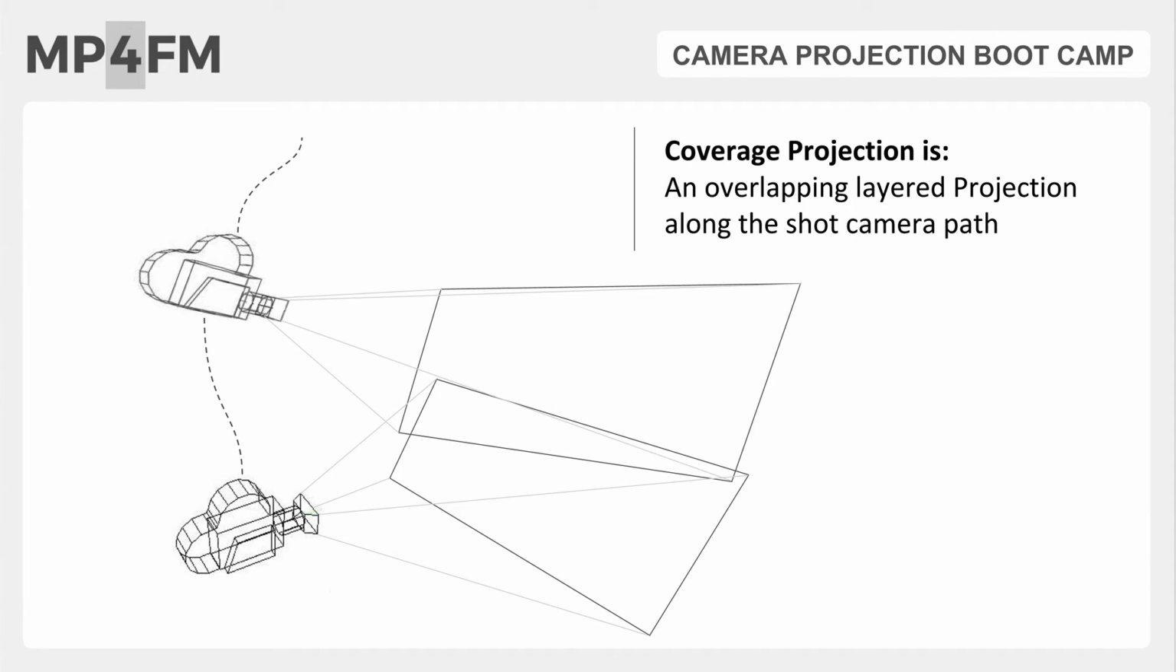The next projection type is called the coverage projection, and that simply is overlapping layered projections along a shot camera path. And so think of this as a camera that is sweeping from left to right, and you need more than one painting to have enough coverage of that area.